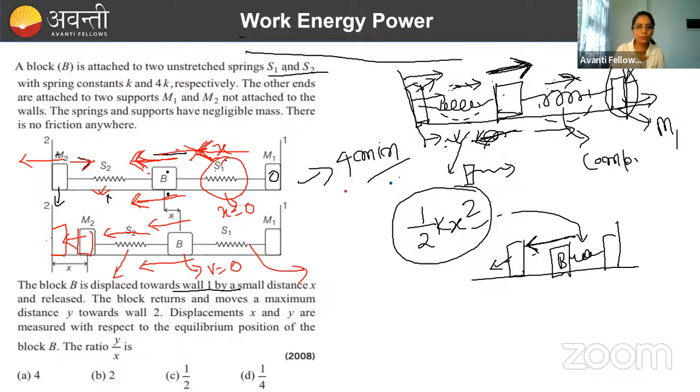Done. So what is going to happen in the second case? All this energy got converted into potential energy of spring S2. S2 has got compressed by how much distance? Y. So that energy is going to be half, and the value of K is 4K, into Y square. So these two energies must be equal. Now you can compare X and Y. So this was your thing. Clear है सबको? Everyone understood? किसी को doubt है?